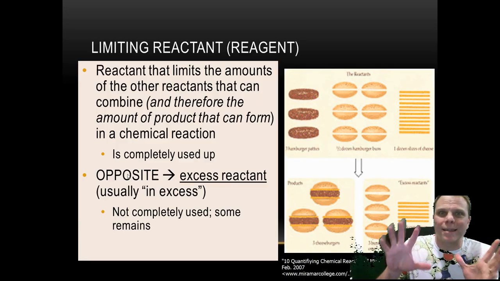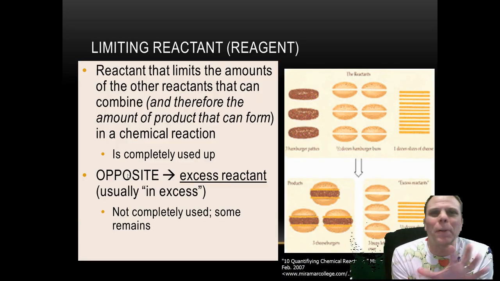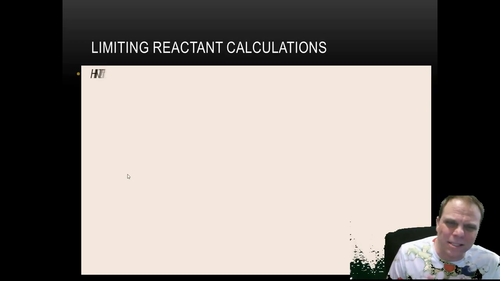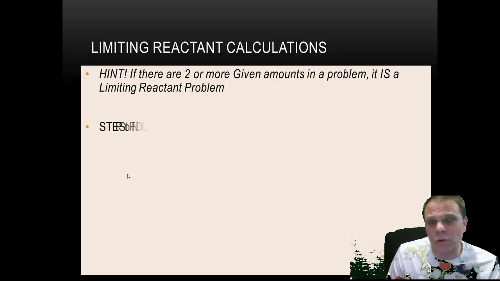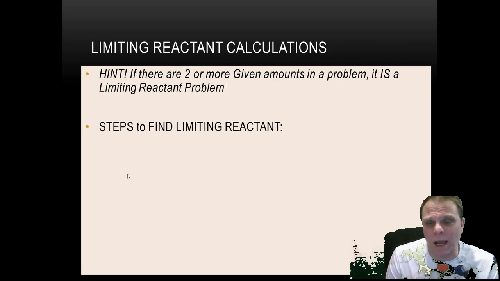Now, we're going to take that concept, which is a simple concept, right? We're going to take it and now we're going to just apply it with some numbers to see if the numbers can tell us which one's left over. And that's the part that sometimes can get a little bit confusing. All right, so if there are 2 or more given amounts in a problem, we know that it's going to be a limiting reactant problem.